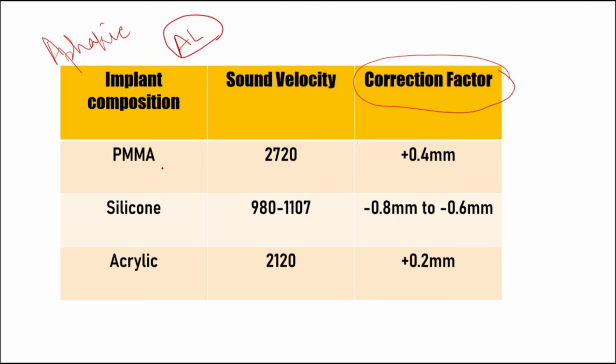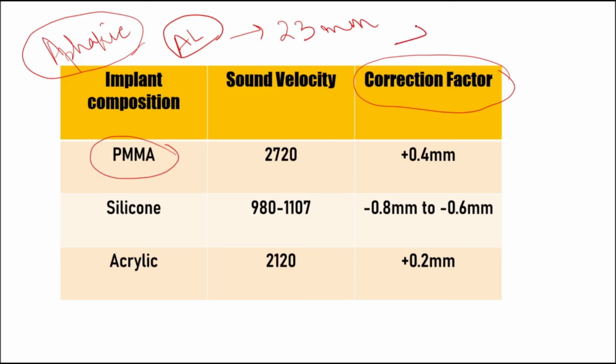For example, if your patient has a PMMA intraocular lens inside the eye, you will carry out the biometry in the aphakic mode, and the axial length, say, comes as 23 millimeters. Now, in this person, the correction factor is plus 0.4 millimeters, and therefore the corrected axial length would be 23 plus 0.4, that is 23.4 mm. Similarly, you can carry out the correction factors for silicone and also for acrylic. But if you already have the settings for silicone and acrylic IOL, then you don't need to take these correction factors into consideration.